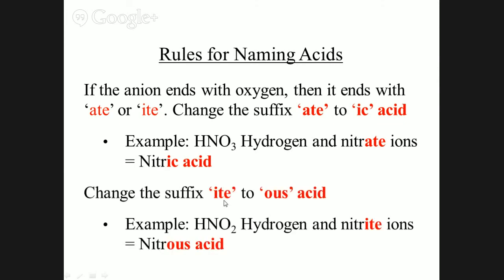What if it has an ITE ending to the polyatomic ion? Well, as an acid, it gets changed to OUS. So nitrite, which is NO2, notice again how it has one less oxygen than the nitrate. That nitrite gets changed to nitrous acid. Phosphite would be changed to phosphorus acid, whereas phosphate gets changed to phosphoric acid. So the "ates" always go to "ic", the "ites" always go to "ous".